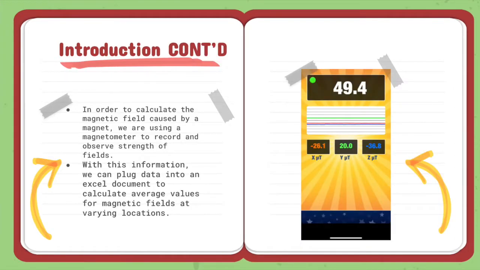In order to calculate the magnetic field caused by a magnet, we are using a magnetometer to record and observe the strength of the fields. This could be done on an iPhone or any device. With this information, we can plug data into an Excel document and calculate average values for magnetic fields at varying locations.